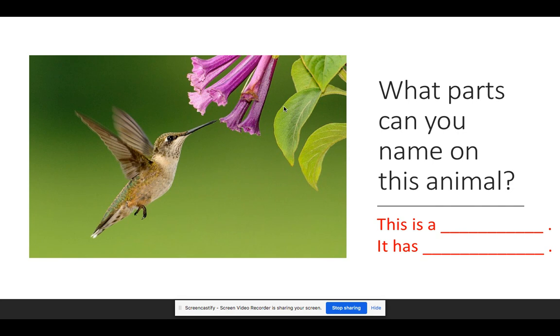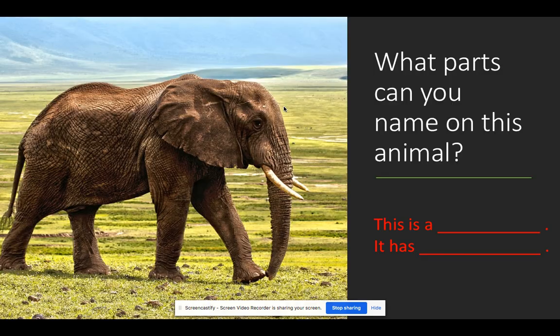All right. So thank you for pausing. So now we can look, and maybe you said, I noticed that this hummingbird has a beak. I notice it has eyes. I notice it has wings. I notice it has a tail. I notice that this hummingbird has feathers.